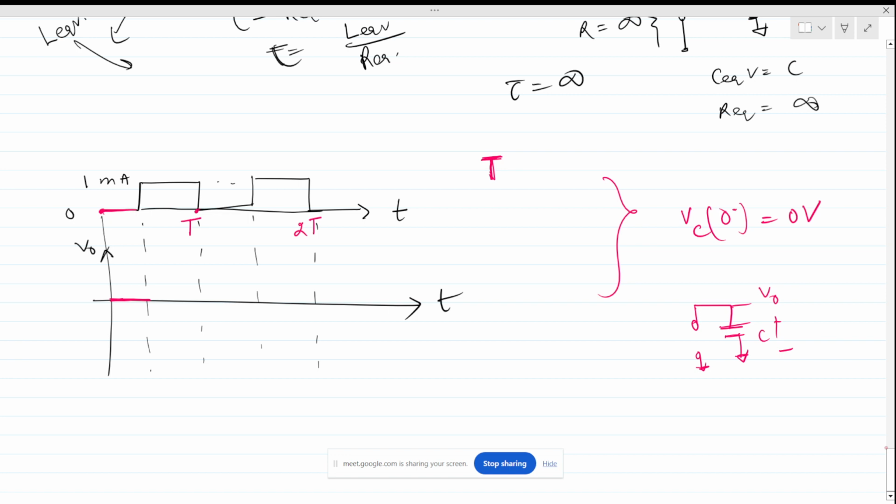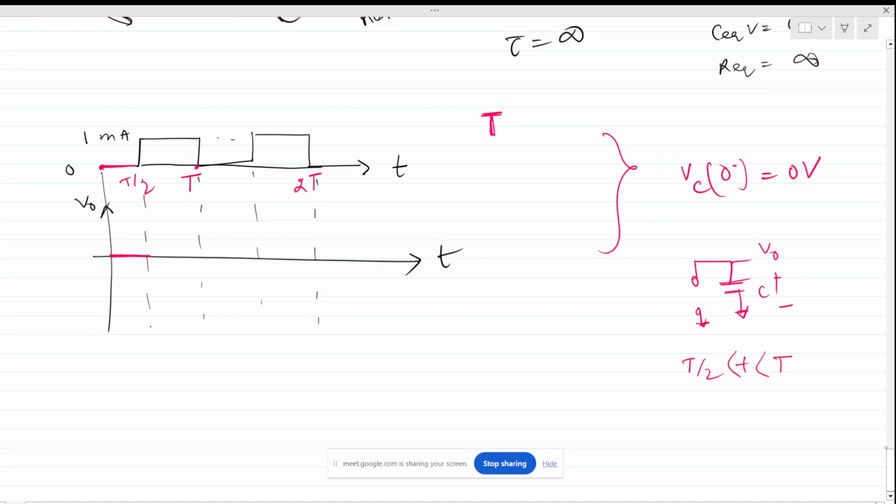Now this will be T by 2. At T by 2 to T, the circuit becomes this, like the previous case. So this is 1 milliamp. We know that the current is fixed, the current is a step or a constant, so the voltage across the capacitor will be a ramp, right?